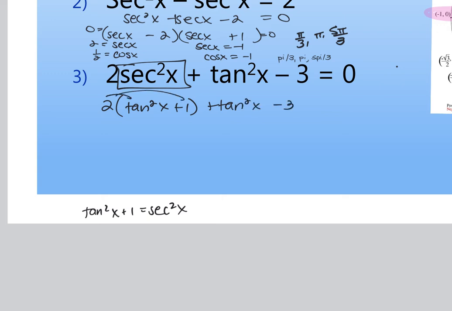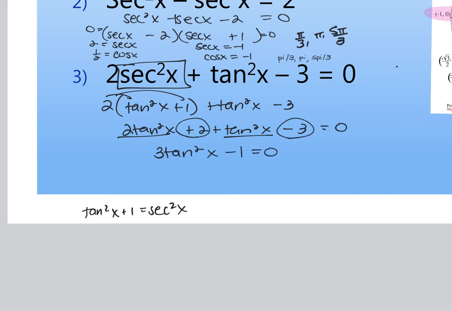Then I would distribute here. I'd get 2 tan squared x plus 2 plus tan squared x minus 3, all this equals 0. Combine your like terms, so 2 tan squared plus tan squared would be 3 tan squared. And then positive 2 and negative 3 is negative 1. I only have one tangent, so I can solve this by adding the 1 to the other side. I'd get 3 tan squared x equals 1, dividing by 3, and I get tan squared x equals 1/3.